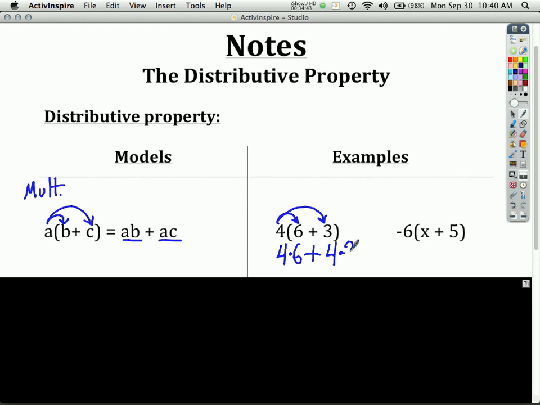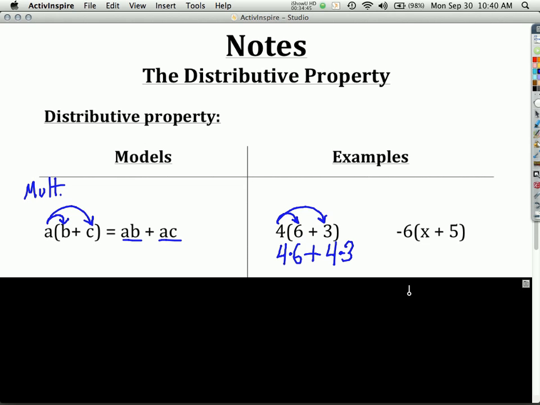And write 4 times 3. Now, we can simplify that. 4 times 6 is 24, 4 times 3 is 12, and then we can add it together. I'm not going to do that right now. We're going to do that in a little while. Okay? Are there any questions so far?